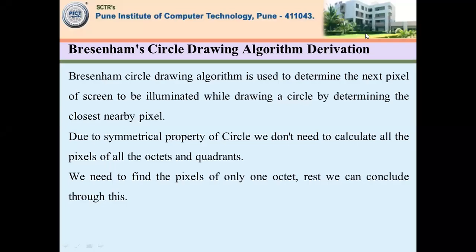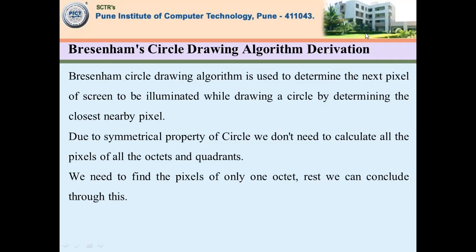Okay, in the last lecture, we saw the Bresenham line drawing algorithm. There we saw how the decision parameter is derived, and based on the decision parameter, we select a particular pixel and go on creating the next pixels, and the whole line gets drawn up to the last point. Based on the same concept, the Bresenham circle drawing algorithm is derived.